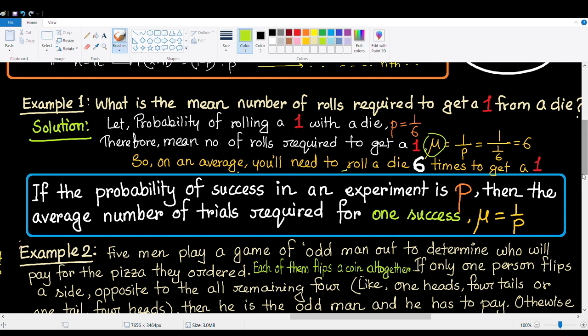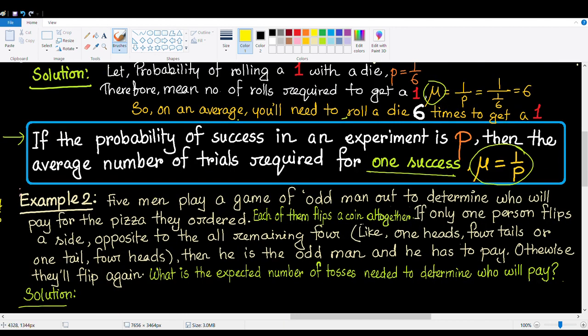So yeah, that's it. In the box, we explained the formula mu equals 1 by P. That means if the probability of success in an experiment is P, then the average number of trials required for one success would be 1 by P.